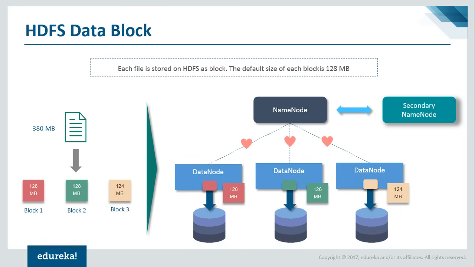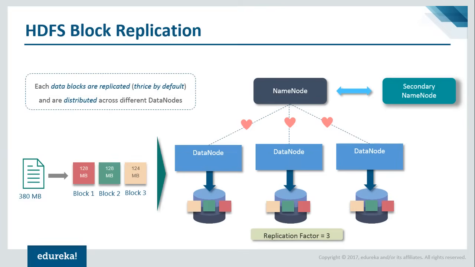So again, we'll consider the same example. Let's say that you have a file of 380 MB, so it gets divided into 3 blocks, and it will now get distributed across the cluster. All right, so your first block will go to data node 1, your second block will go to data node 2, and third block will go to data node 3, assuming that we have got 3 data nodes in our cluster. Okay. Now it also replicates your data blocks, and that is why it is fault tolerant.